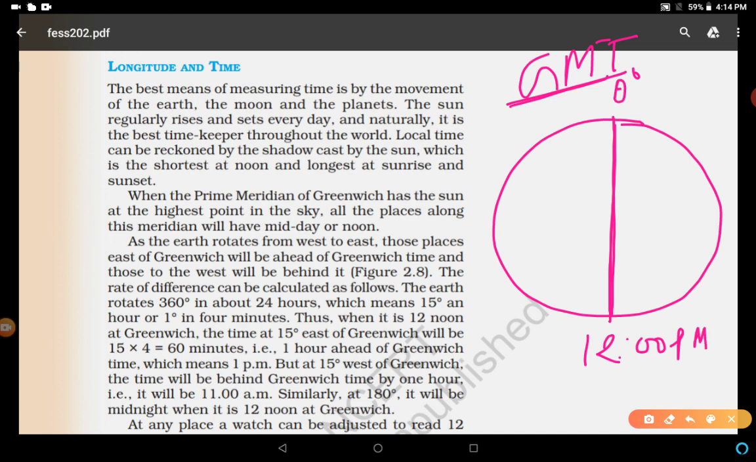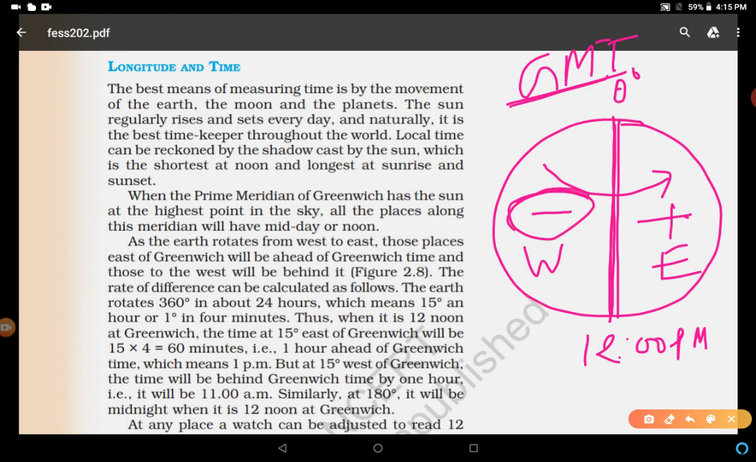So what will be the time in the rest of the parts of the world? Here in the eastern half, here in the western half. Because the earth rotates from west to east, in the eastern part time will be ahead of Greenwich Mean Time, clear, and in the western part time will be behind, lagging behind, because it is situated in the western part of 0 degree GMT, clear, the Greenwich time zone.